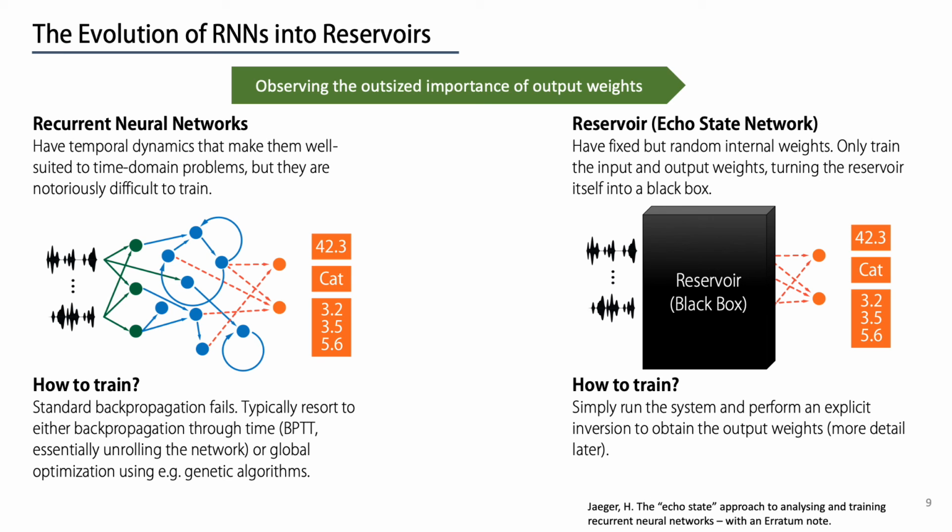Reservoir computing really emerged out of the observation that one had a fair bit of leeway in controlling the usefulness of the system for a particular task only by training the output weights in the system. The reservoir, in this case, essentially becomes a black box whose connectivity is not particularly important and can be initialized to random values. Training the system becomes extremely straightforward when there's only a single output layer. The idea is that you simply run data through the system and perform an explicit matrix inversion to obtain the output weights.